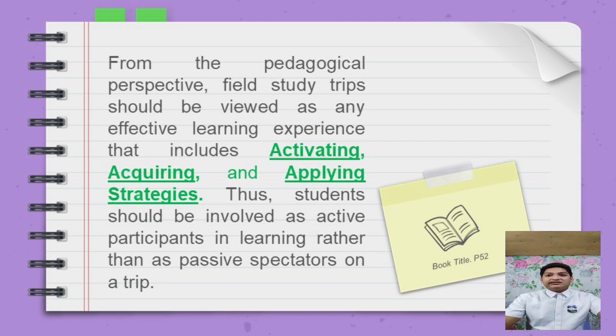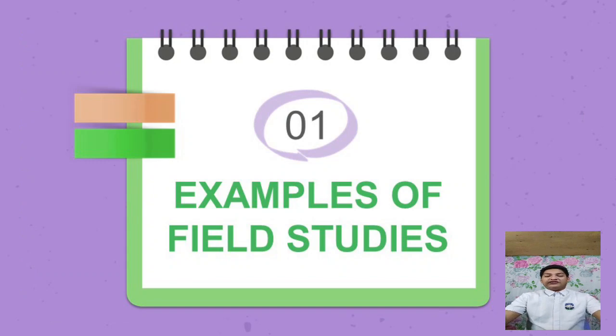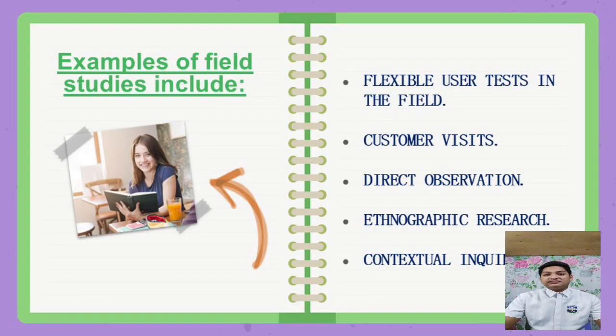A field study is a general method for collecting data about users' needs and product requirements that involves observation and interviewing. Data are collected about task flows, inefficiencies, and the organizational and physical environments of users. That's it. So we have examples of field studies.